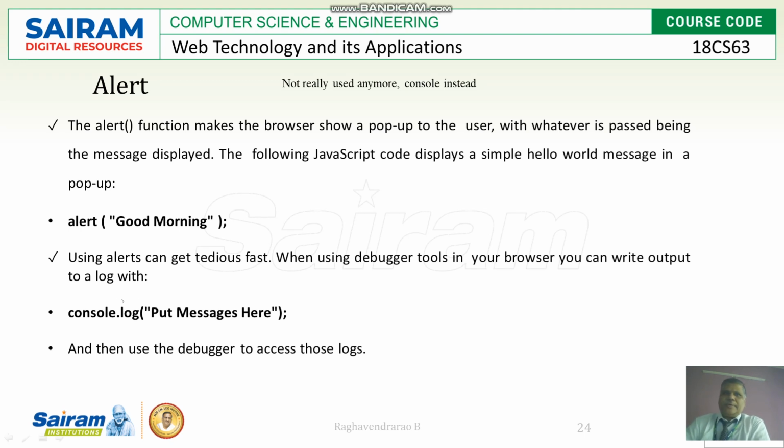in the box, good morning. And you can use another method, that is console.log. The alert can get tedious fast, so you can use the debugger tools. The browser can write output by using console.log, put the message here. So this also is possible. Use the debugger to access these logs also. Basically the alert method is used to display whatever message is present in the alert function.